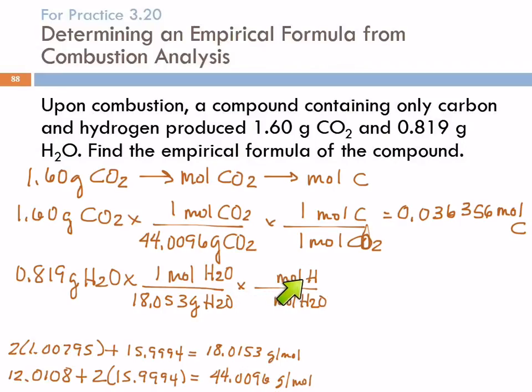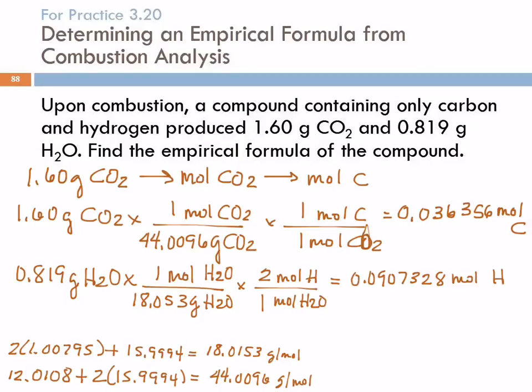What numbers do I put in for moles of hydrogen to moles of H2O? 2 moles of hydrogen to 1 mole of H2O. I get that from the formula. In one of these, there are 2 hydrogens. If I was doing oxygen, it'd be 1 to 1. 0.819 divided by 18.0153 times 2. I get 0.0907. Again, we need at least 3 sig figs. I'm going to carry a couple extras here. Moles of hydrogen.